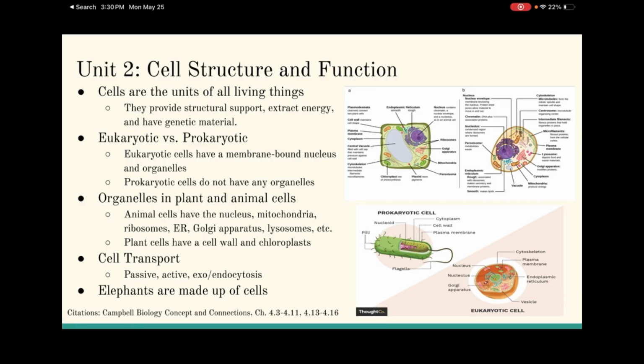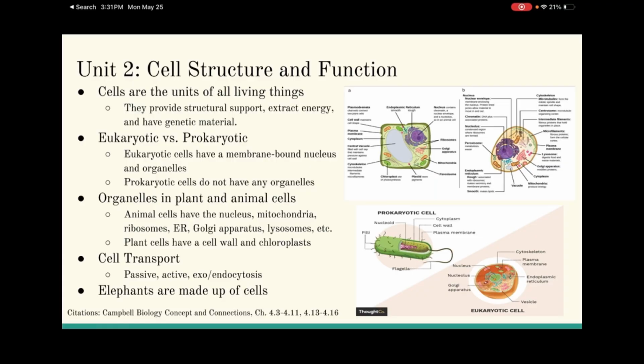Cell transport is when substances are moved across the cell membrane into or out of the cell. They do this to maintain homeostasis. The main types of transport are passive transport, active transport, and also endo and exocytosis. Passive transport has simple diffusion, osmosis, which is with water molecules, and facilitated diffusion, while active transport uses energy, or ATP, because it moves against the concentration gradient, unlike passive transport.